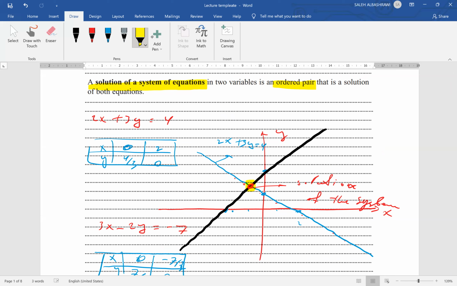It is this point, the intersecting point. So we are looking for an ordered pair that satisfies the first equation and the second equation. We are looking for a value for x and a value for y that will satisfy both equations, a common solution for both. From this graph, in some cases we have one intersecting point that will be the solution of the system. But since the two equations give two lines, and the solution of the system is the intersecting point, we have three different cases.